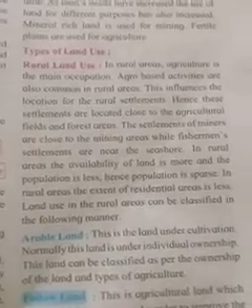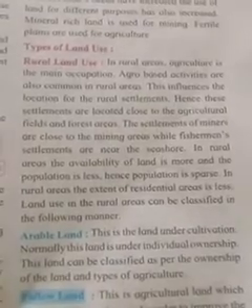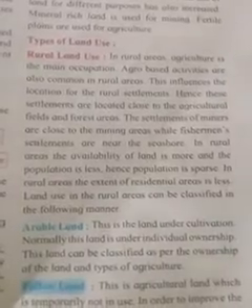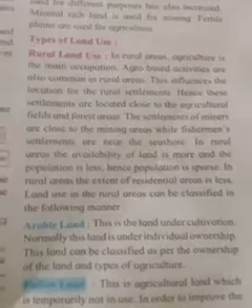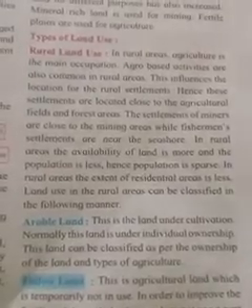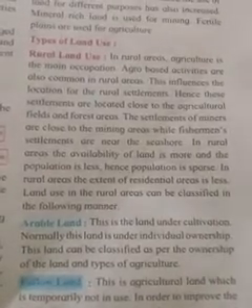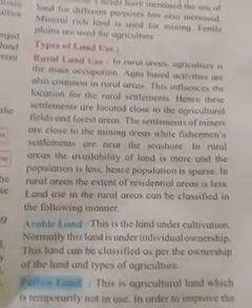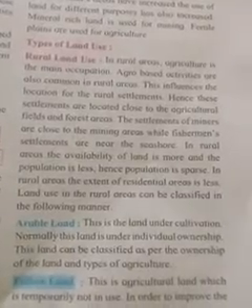In rural areas, agriculture is the main occupation. Agro-based activities are also common in rural areas. This influenced the location of the rural settlement. Hence, these settlements are located close to the agricultural field and the forest area. The settlements of the miners are close to the mining areas, while fishermen's settlements are near the seashore.